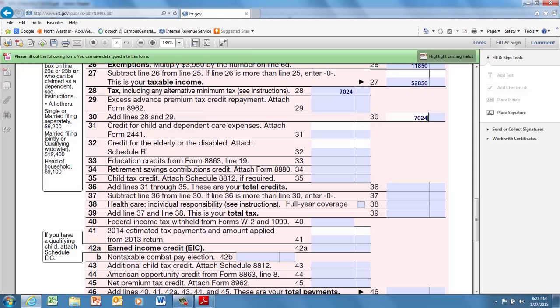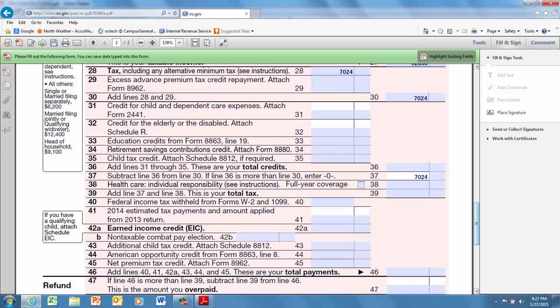It says subtract 36 from 30. If 36 is more than 30, enter 0. Okay? We don't need to enter 0, so we enter 7024 minus 0 is 7024.